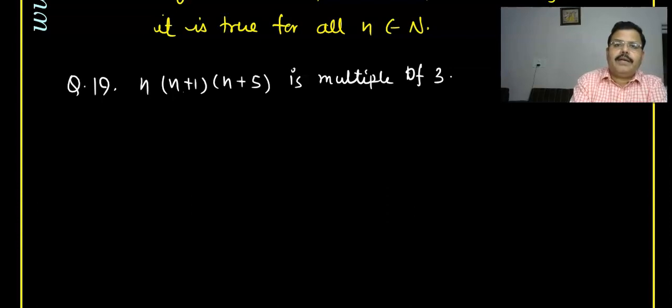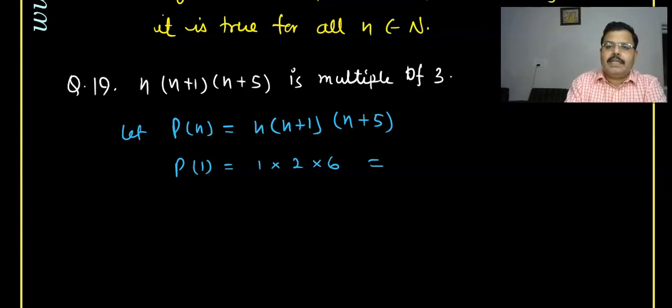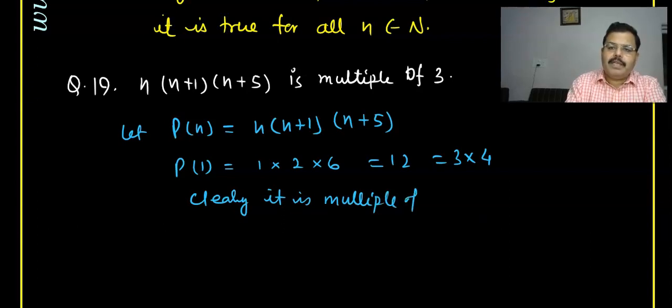So we can write here: let P(n) be equal to n into (n plus 1) into (n plus 5). For P(1), that is n equal to 1, it is 1 into 2 into 6, that is 12, which is 3 into 4. So clearly it is a multiple of 3, hence P(1) is true, that is, it is true for n equal to 1.